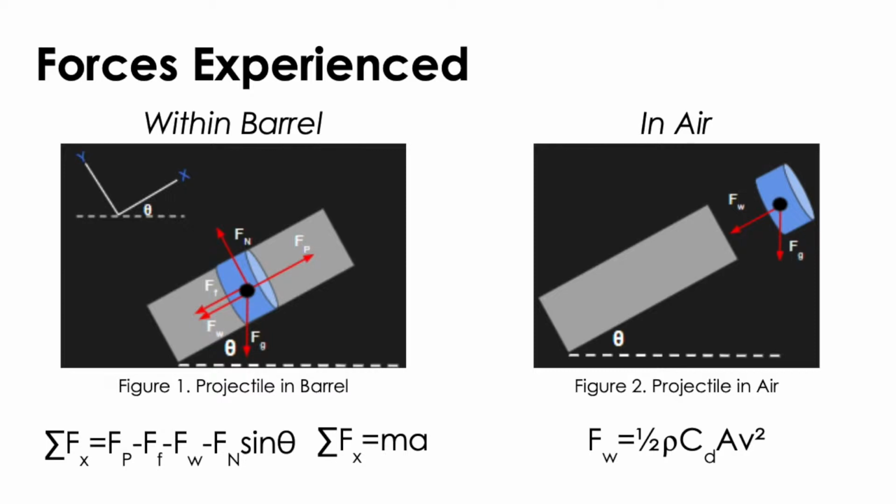We used Euler's method to calculate the acceleration and velocity of the projectile at each point in the barrel. The sum of the forces acting on the projectile was used to calculate this acceleration. This included the force of pressure, the force of friction, the force due to wind, and the force of gravity. This was able to help us calculate the exit velocity of the projectile as it left the barrel.